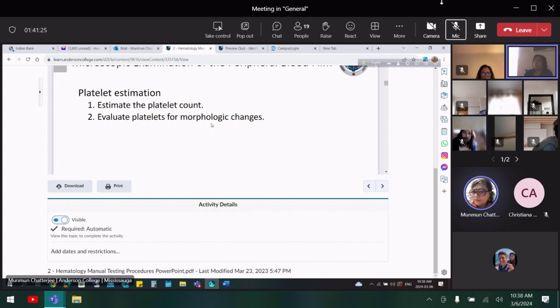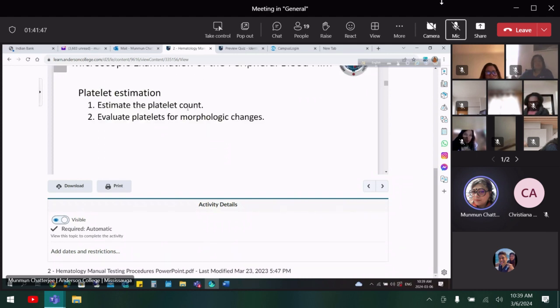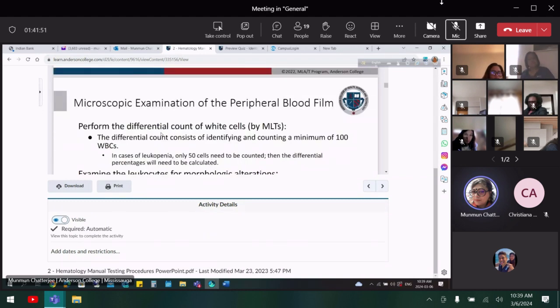Okay. Platelet estimation. I can hear probably two or three people's voices, but does everybody understand that? If you stay quiet, you are going to lose it, not me. Participate, then you can understand. Platelet, we just learned it yesterday. Platelet estimation means platelet count and also the morphological changes.